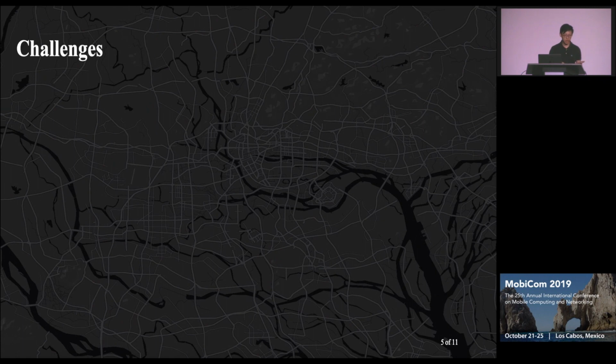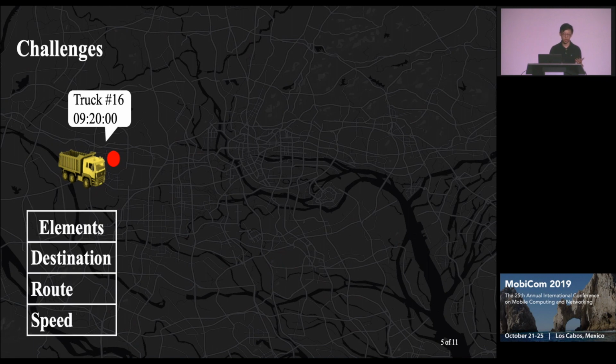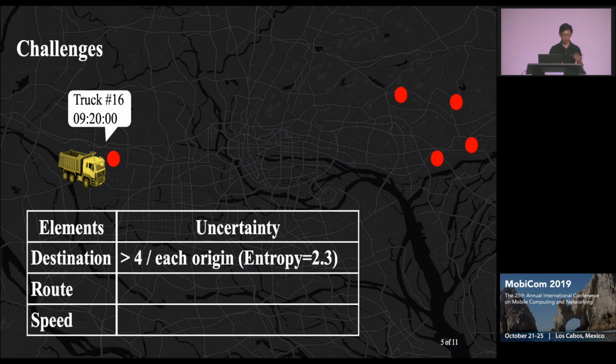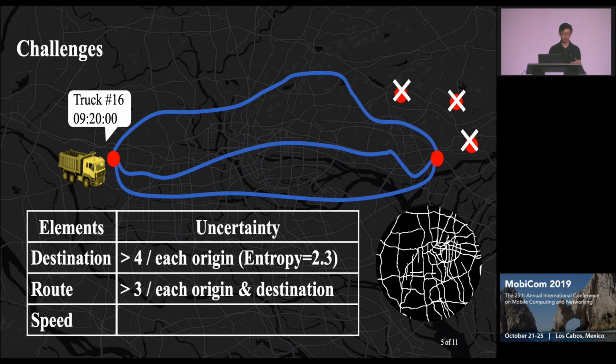There are several challenges to implement this. For a simple example, in order to localize a vehicle, if we know its destination, route, and speed, then it becomes a straightforward problem to address. But in our system, we find all these three elements have great uncertainty. For example, for the destination, from our study, we find that given an origin station, each vehicle may have more than 4 different destinations to go. Even if we can solve this, we find the route is still uncertain.